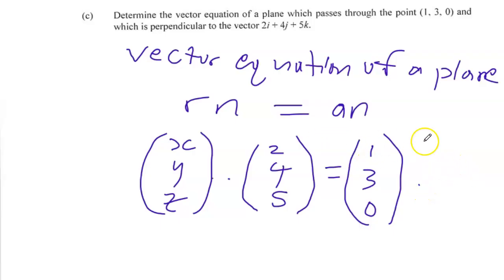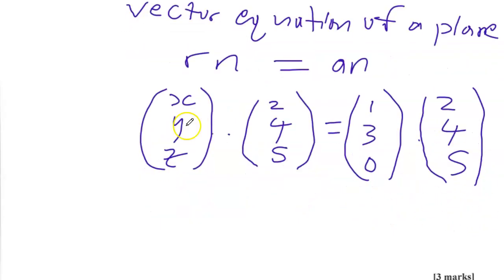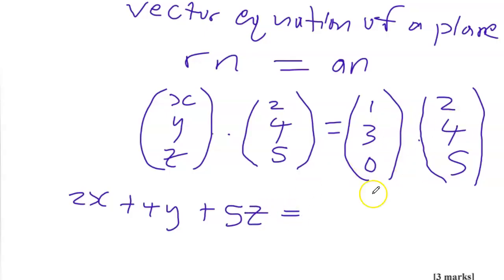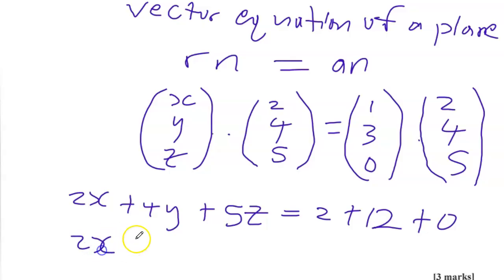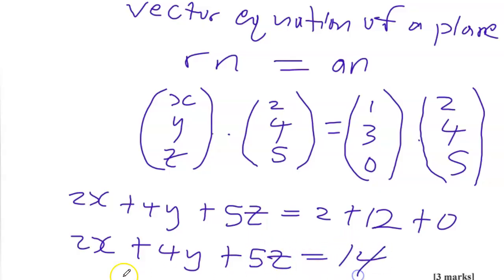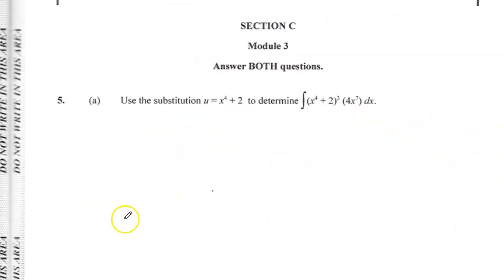And of course, the normal vector we are told is 2, 4, 5. So if we take the dot product of both sides, we end up with 2x plus 4y plus 5z is equal to 1 times 2, which is 2, plus 3 times 4, which is 12, plus 0 times 5, which is 0. So the vector equation of a plane would be 2x plus 4y plus 5z equal to 14.